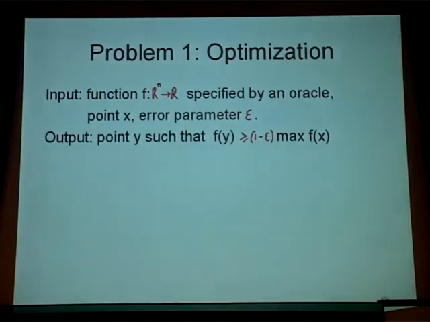So there's a function specified by an oracle, so you can query it. What is the value at x? You'll get back the answer. You're given a point x, where the function value is bounded, and an error parameter epsilon. And the problem requires you to find a point y so that the function value at y is almost the maximum, is nearly maximum. So for example, linear programming.